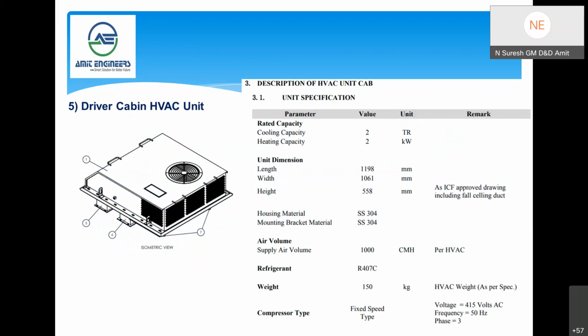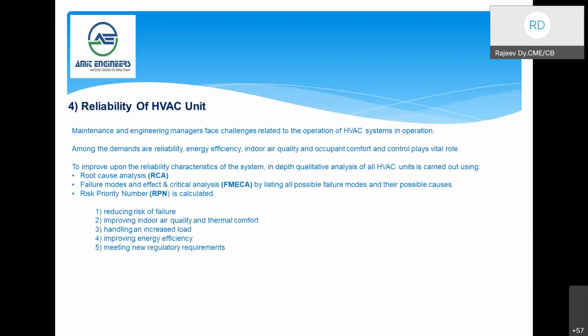Just go to the previous slide. Yes, sir. Who is doing all these analyses, root cause analysis, FMECA and the RPN number? No, reliability, basically the failure mode effect analysis, FMECA, we do during the design stage. Root cause analysis is done once the unit has been given in the field, based on any failures that are recorded.